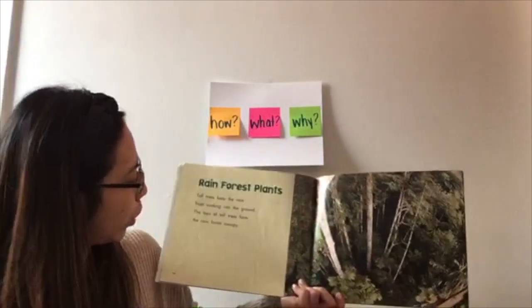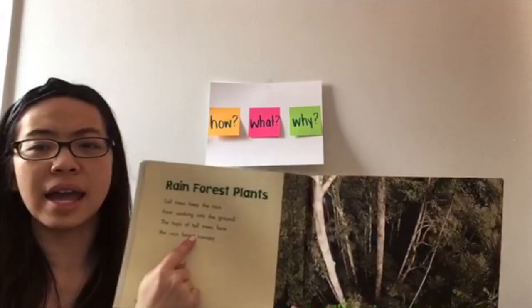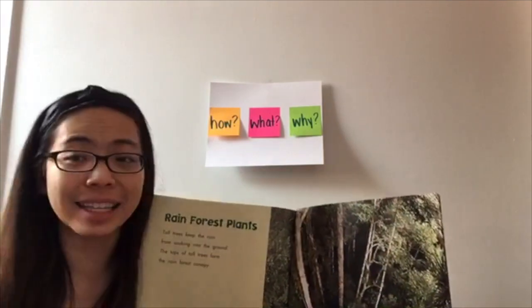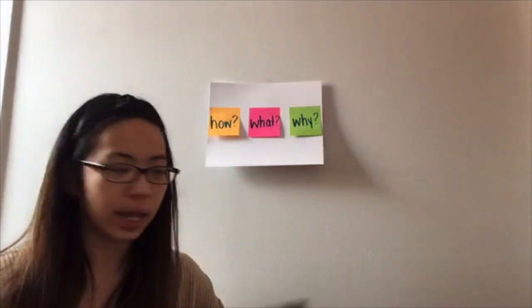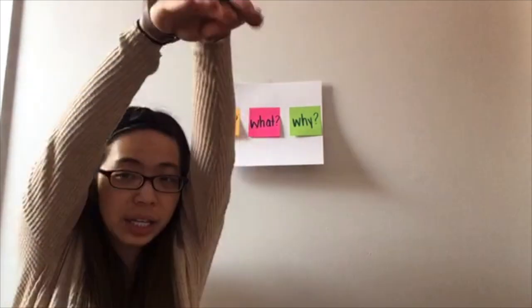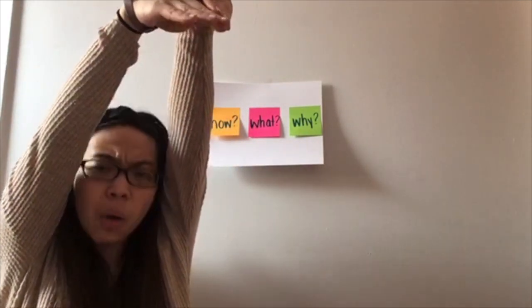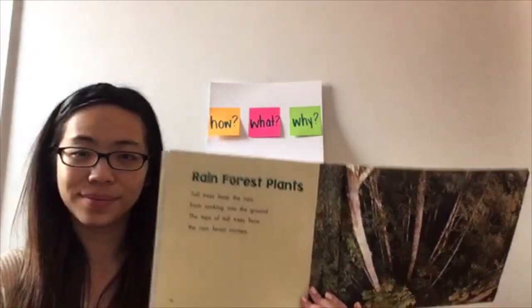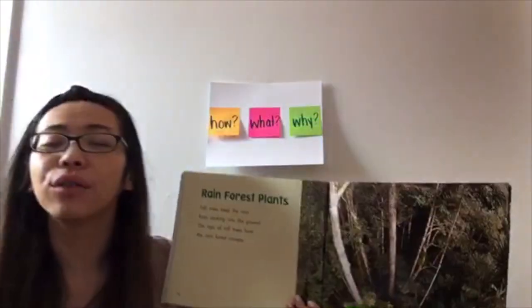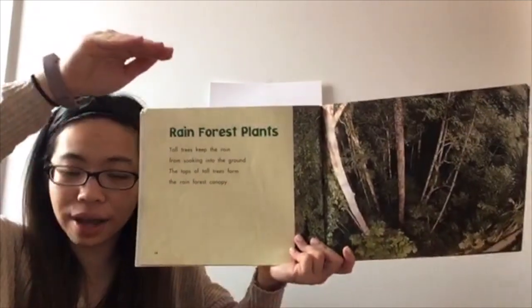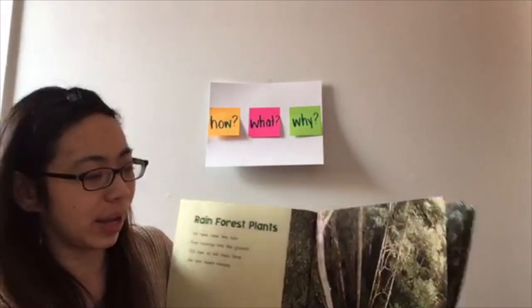There was this word canopy in the book. I'm looking at the picture and we can maybe act out what a canopy is. It says the tops of tall trees form the rainforest canopy. Can you act out a canopy? Like this. What might a canopy mean then? What do you think the word canopy means? A canopy is kind of something that covers, right? So the tops of the trees act like a cover. Great job. We're going to continue reading now.